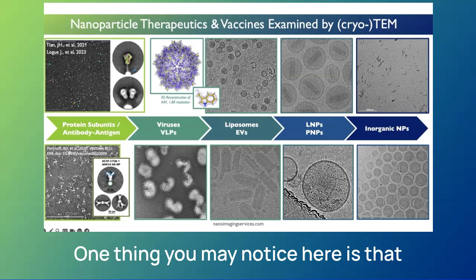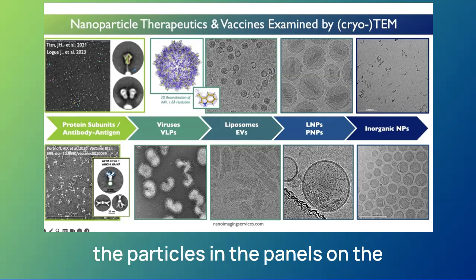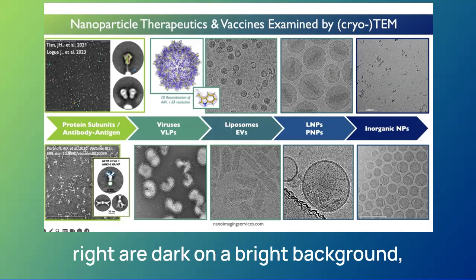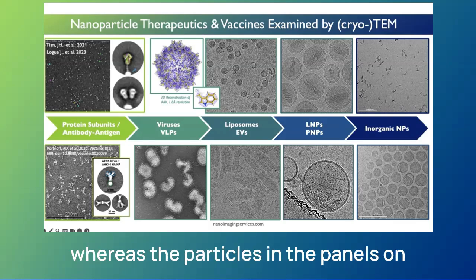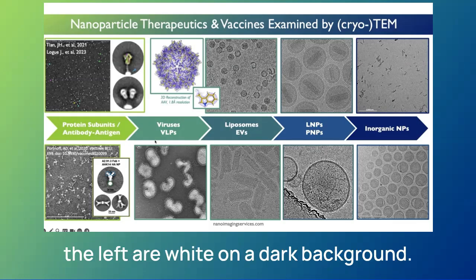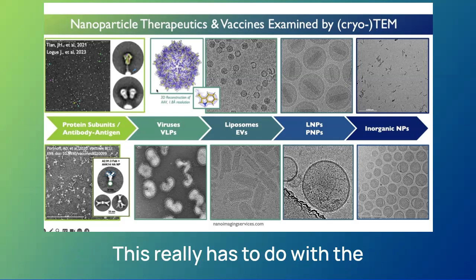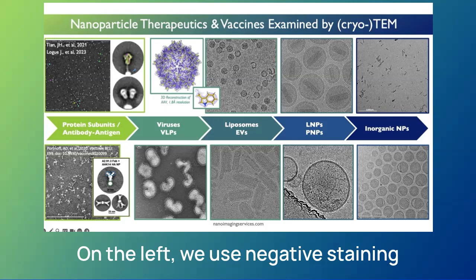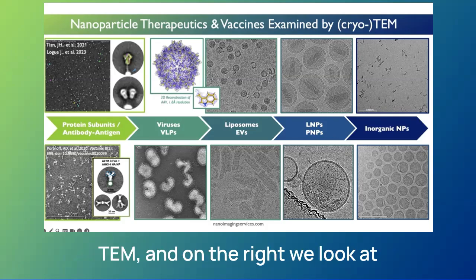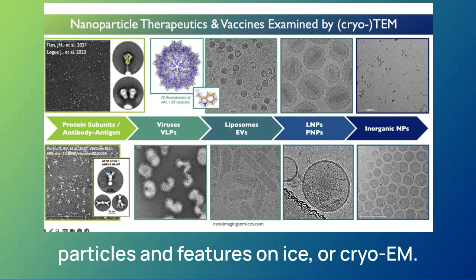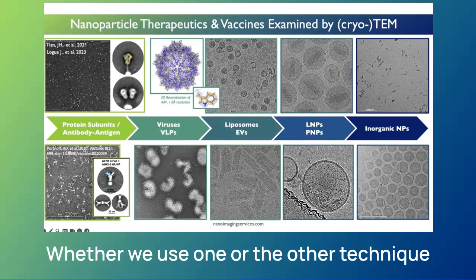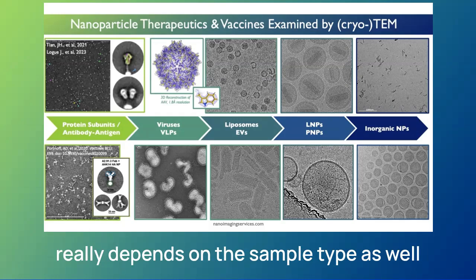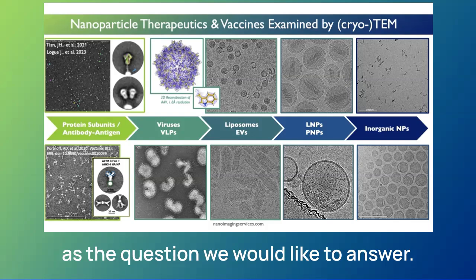One thing you may notice here is that the particles in the panels on the right are dark on a bright background, whereas the particles in the panels on the left are white on a dark background. This really has to do with the sample preparation technique. On the left, we use negative staining TEM, and on the right, we look at particles in vitreous ice, or Cryo-EM. Whether we use one or the other technique really depends on the sample type, as well as the question we would like to answer.